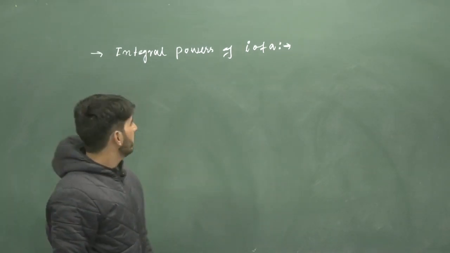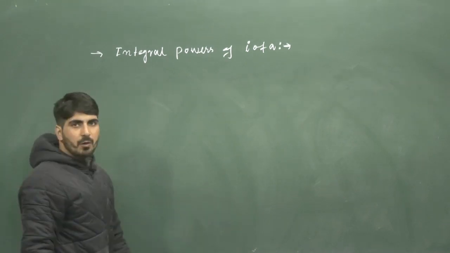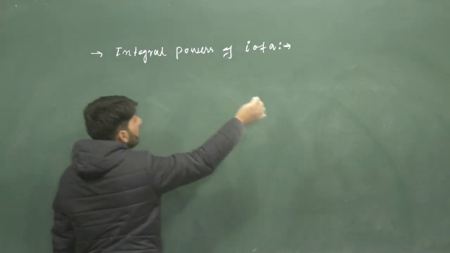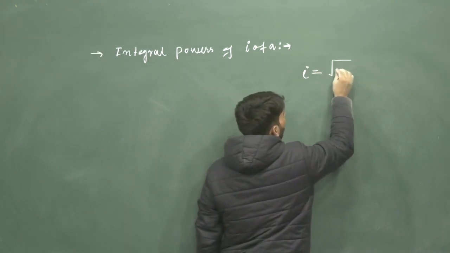Now let us define the term integral powers of iota. So what are the integral powers of iota? As we know that iota is equal to square root of minus 1.